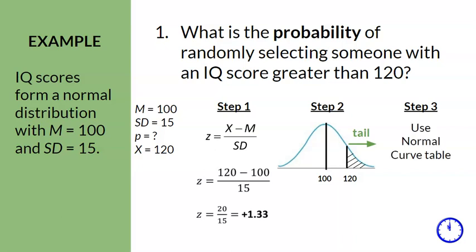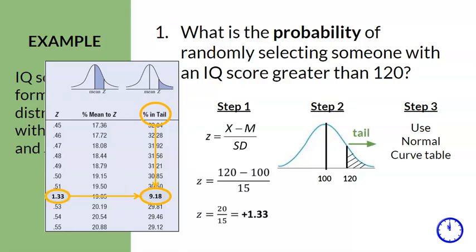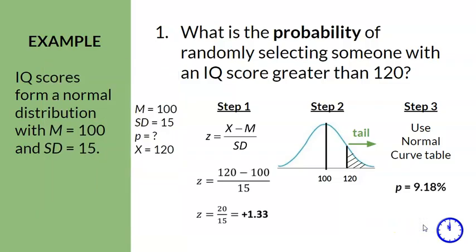Step 3 is to use the normal curve table. So let's look at that normal curve table. You will go to the z column and scroll down till you find your z of 1.33, and then scroll over to where the percentage in tail column is to find the corresponding percentage. This answer here is your final answer. The answer is 9.18%. In other words, there's a 9.18% probability of randomly selecting someone with an IQ score greater than 120.